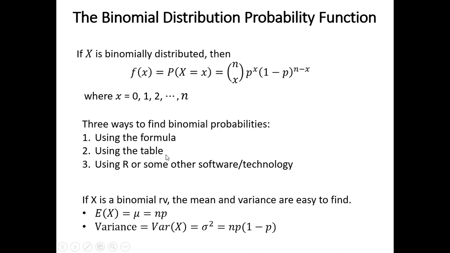Another way to find probabilities is to use the table. So it's extremely important to know how to use the binomial table that's in the appendix of the book. So you'll see examples of this in the notes. And then finally, we could find these probabilities using either R or some other software. Excel does a pretty good job with these. Lots of other software that'll do it. Or some technology, calculators that do statistics, also pretty easy to use to find binomial probabilities.